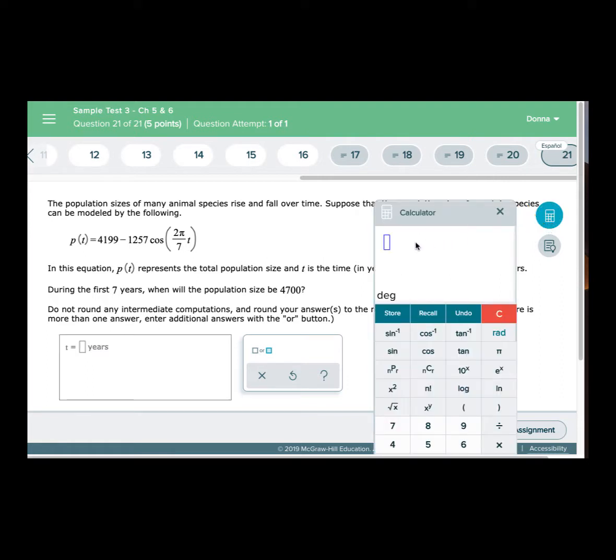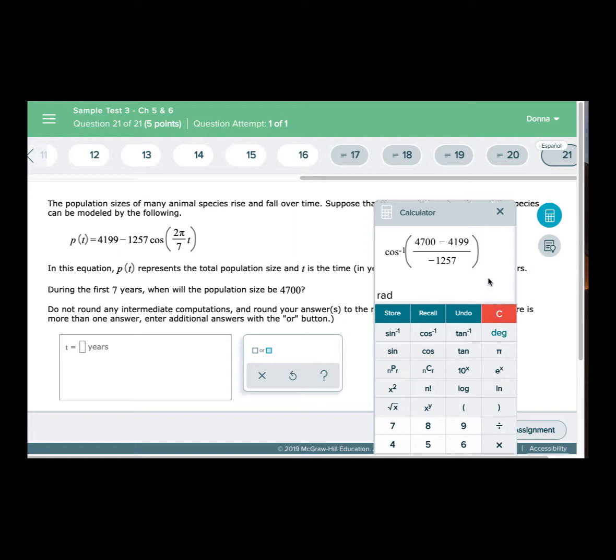Opening up the calculator, we'll type in 4700 minus 4199, and then divide all of that by negative 1257. Since they say do not round your answers, I'm not going to do any intermediate computation or find the value of that. I'm just going to take the cosine inverse of it. I notice too that it is in degrees, so I'm going to change that to radians.